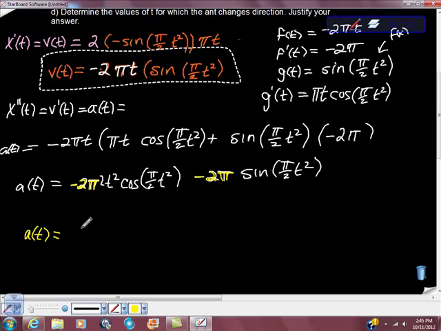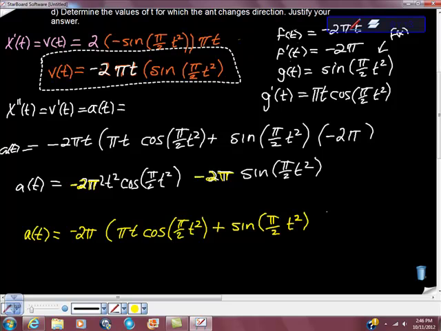A of t, the acceleration function, is negative 2 pi times pi t cosine pi halves t squared. Remember, I'm factoring this out, so this has to be a negative times a positive, right? I'm factoring out this negative 2 pi here, so it's right there. So sine pi halves t squared. And remember, this whole thing has to be captured, so I have to capture this whole thing.